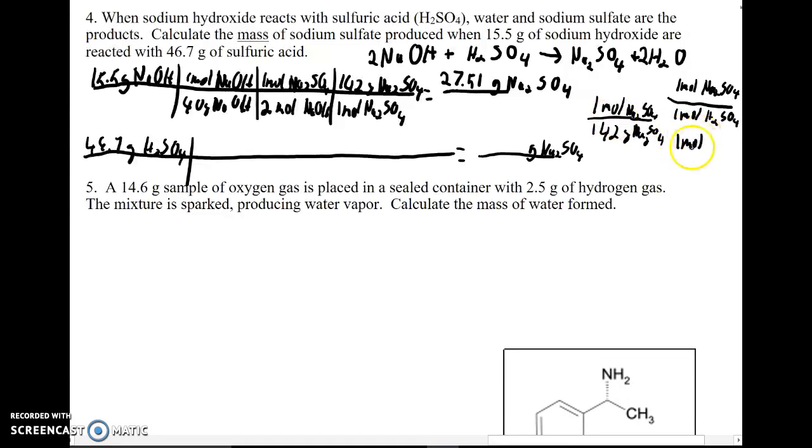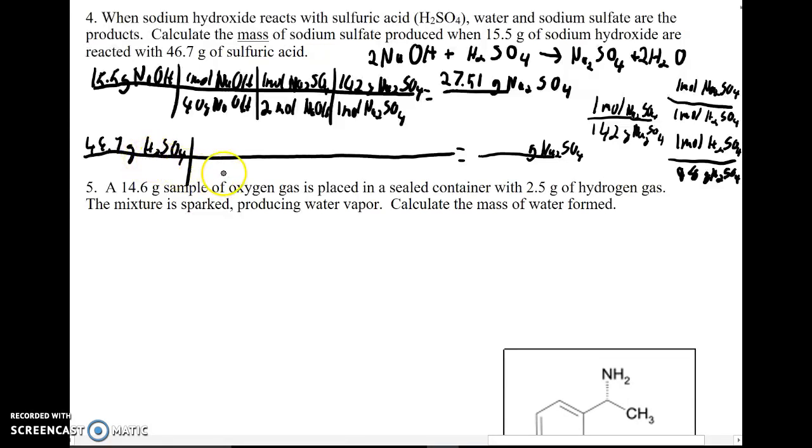1 mole of H2SO4 has a mass, so I have to add up the mass of 2 hydrogens, 1 sulfur, and 4 oxygens. And that gives me a mass of 98 grams of H2SO4. All right, so again, now I have all of my conversion factors. I can go ahead and solve. So, or sorry, plug in my conversion factors.